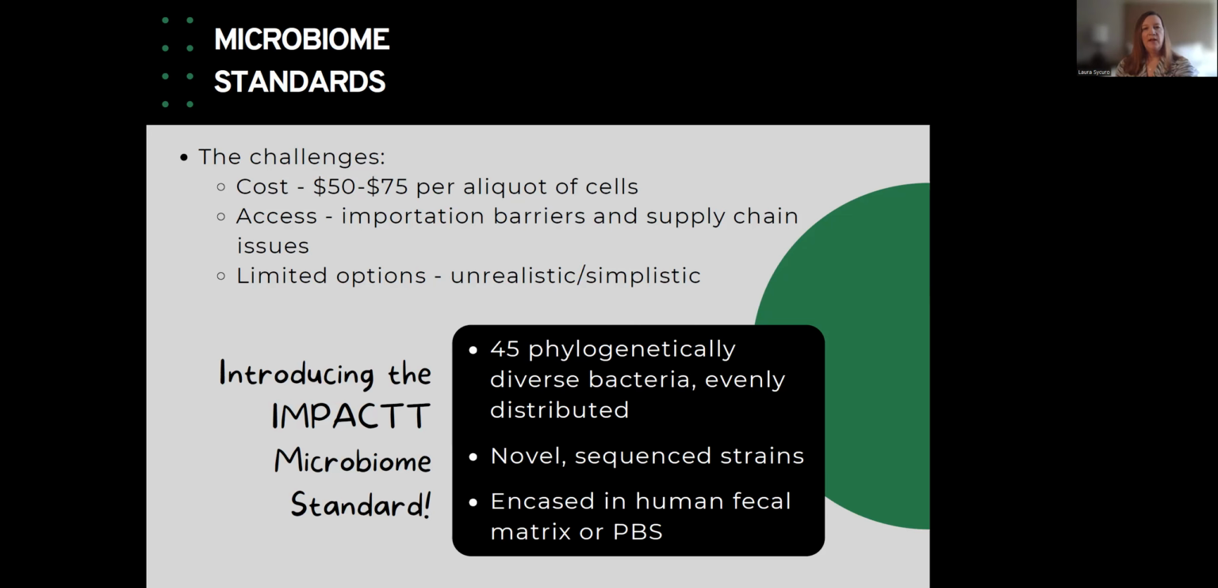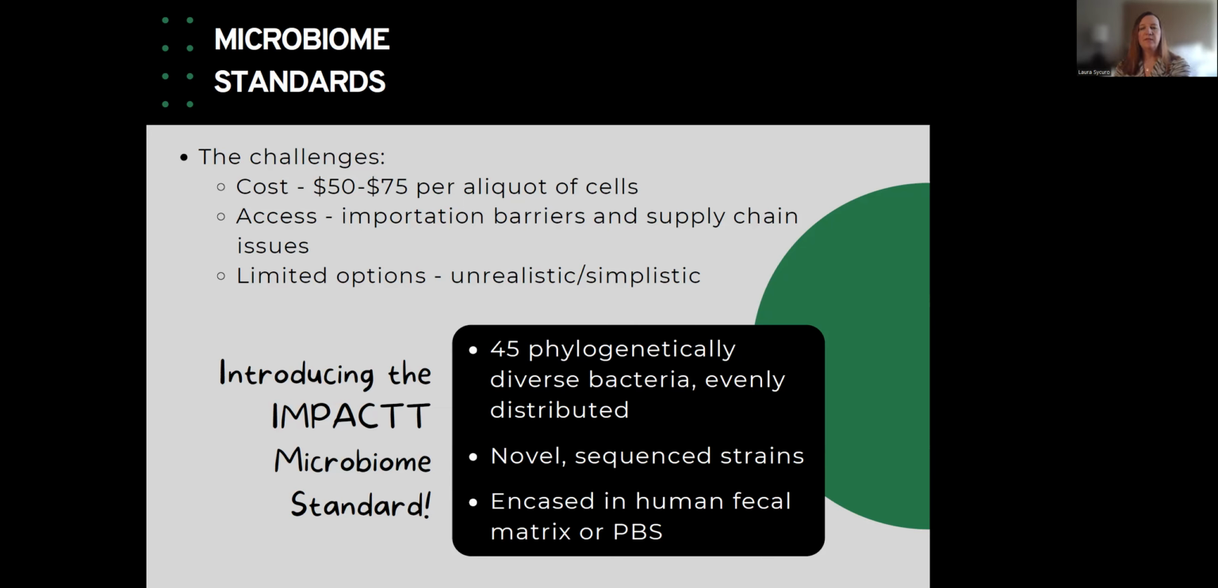This standard has a spike-in, a compositionally known community of 45 phylogenetically diverse bacteria that are evenly distributed based on cell counts. We also know that a lot of these strains are novel, as they are coming from her collection. Most of them had not yet been subjected to whole genome sequencing. We're currently doing that right now, so I don't know yet how many of them are truly going to be novel and more challenging to our annotation pipelines, but we will be finding that out shortly.